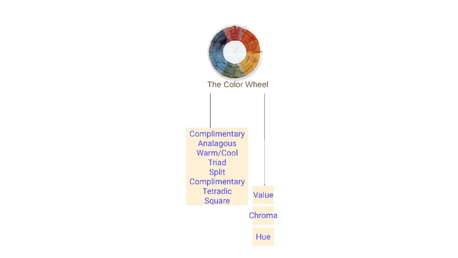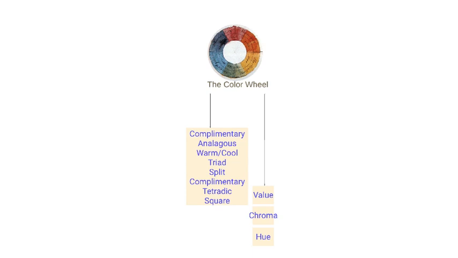But most of the information about color theory surrounds these items. It starts with a color wheel. And it talks about the three components of color, which are value, chroma, and hue. And it talks about how to use the color relationships in the color wheel, like complementary colors, analogous colors, and warm and cool colors, etc.